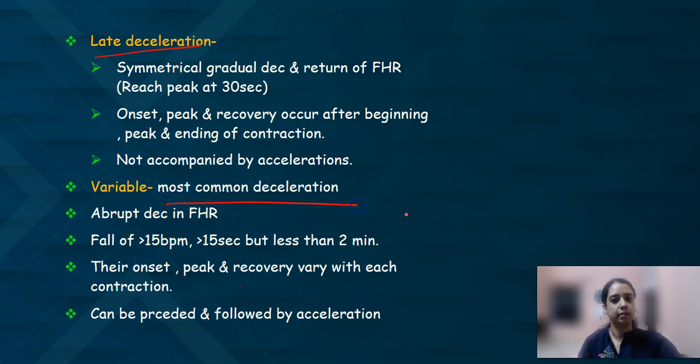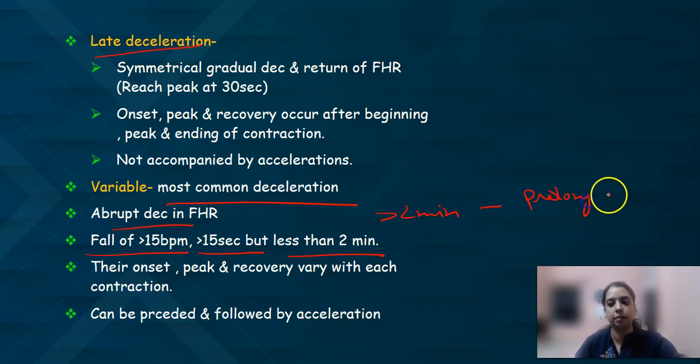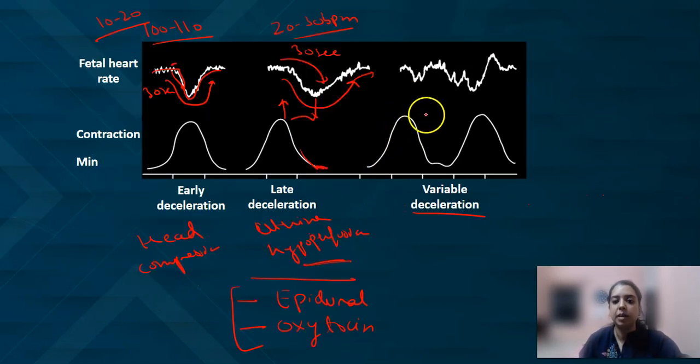Variable deceleration is the most common deceleration, first of all. There is an abrupt decrease, no gradual decrease. The fall is more than 15 beats for more than 15 seconds, but less than 2 minutes. Why less than 2 minutes? Because if the fall is for more than 2 minutes, such a big fall is prolonged deceleration. It is not variable. Okay, so more than 15 seconds, but less than 2 minutes. Their onset, peak and recovery might be related to contraction, but with every contraction it is different. It is not the same in every contraction, so it is variable.